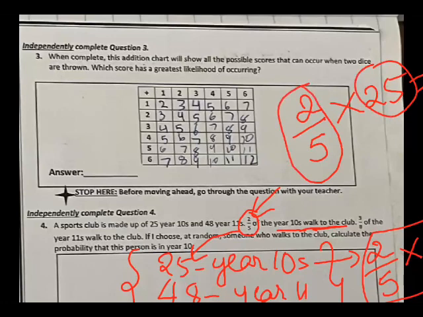5 times 25 equals 25 over 1. Yes. So 5 times 1 equals 5. 2 times 25 equals 50. 50, yes, 50 over 5. What is 50 over 5, beta? Simplified. Yes, it's just dividing by 5, 10. So it is 10, right? So 10 students of year 10 walk to the club, correct?